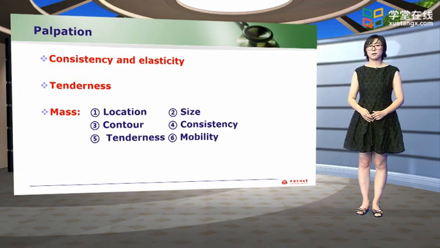The contents of palpation include consistency and elasticity, tenderness, and mass. If we find a mass on the breast, we should know the location, the size, contour, consistency, tenderness, and mobility.